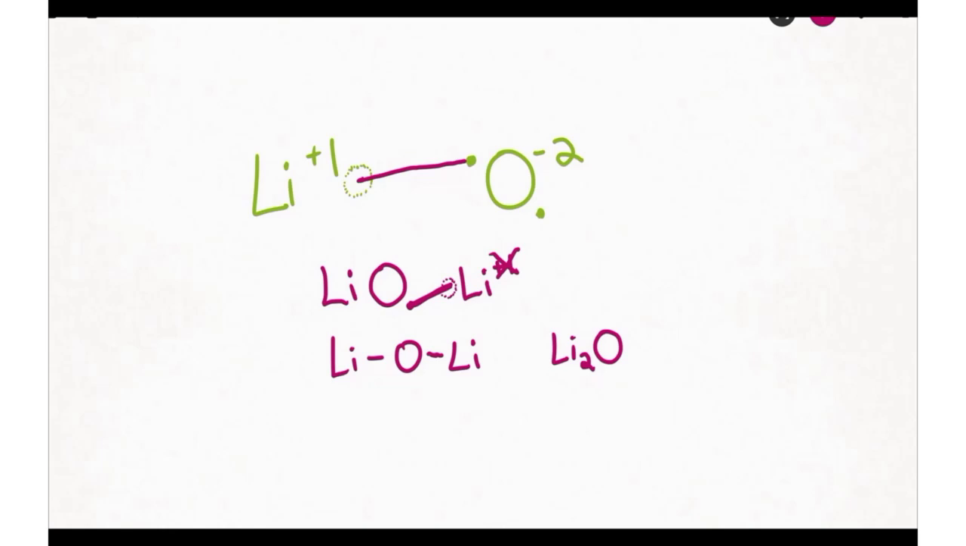So you have to match up the number of charges together when you're bonding the elements. And if the elements you're using have 2 different kinds of charges, then you need to use more than one of those elements. In this case, we use 2 lithiums and 1 oxygen.